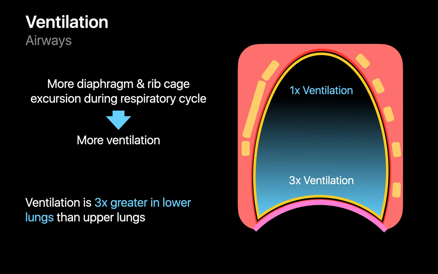Ventilation is primarily driven by the motion of the diaphragm and, to a lesser extent, the motion of the rib cage. Since the lower lungs are near the diaphragm, the lower lungs see around 3 times more ventilation than the upper lungs. If that sounds weird, just think about whether respiratory motion blur tends to be worse in the upper lungs or lower lungs the next time you read the chest CT of an ICU patient or approach a lung nodule biopsy.